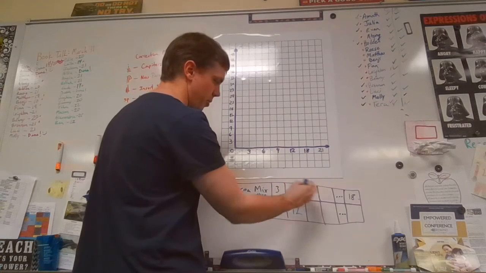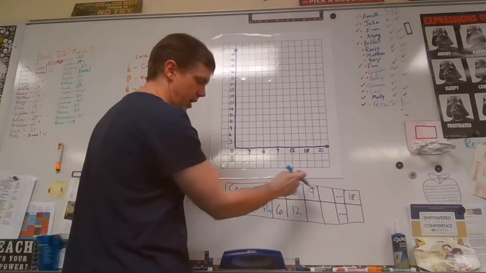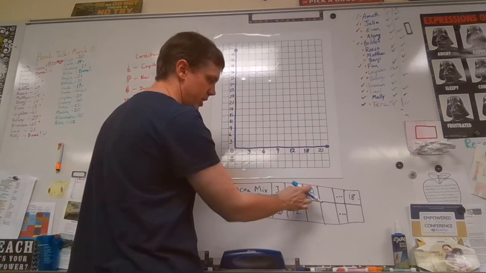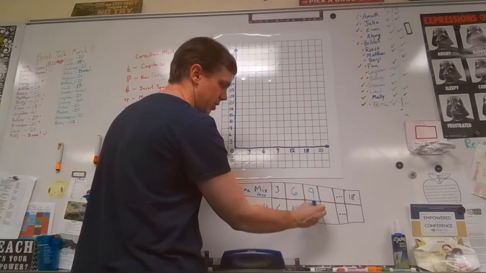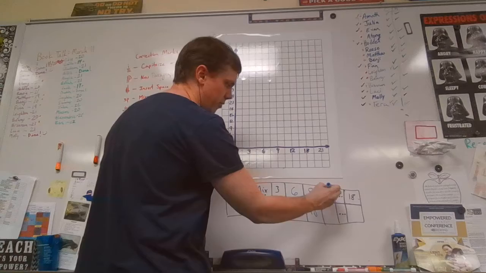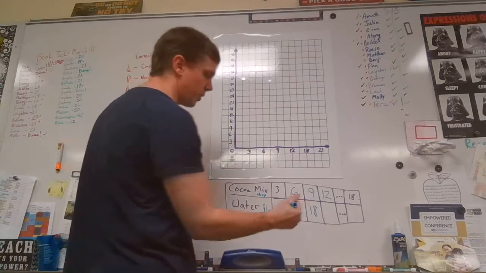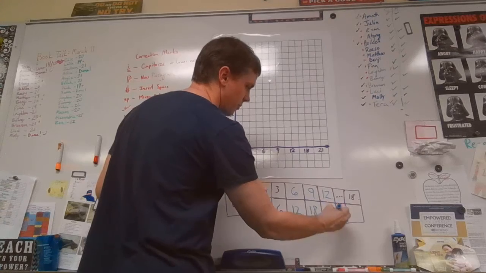Okay, then we can go up another 3. So now we're up to 9 tablespoons. And that means that we're going to need 9 times 2, which is 18. Okay, and then again, the next 3 up is going to be 12. Hopefully you guys can see that okay. Yep, 12. And 12 times 2 is 24.